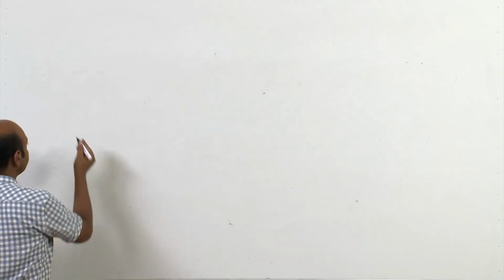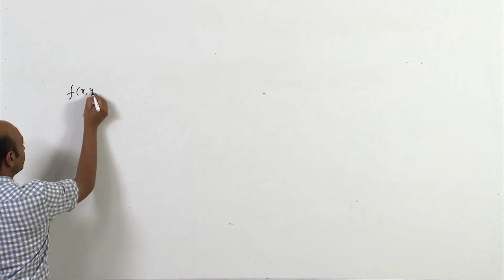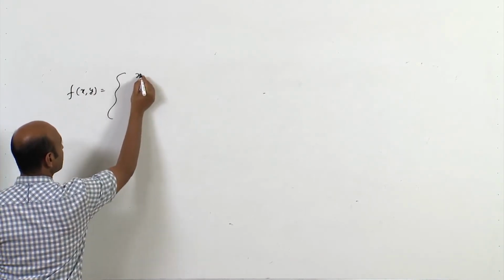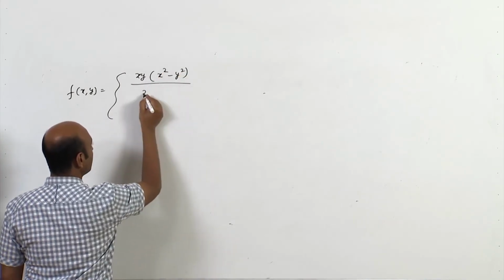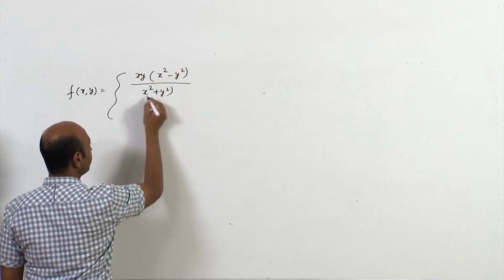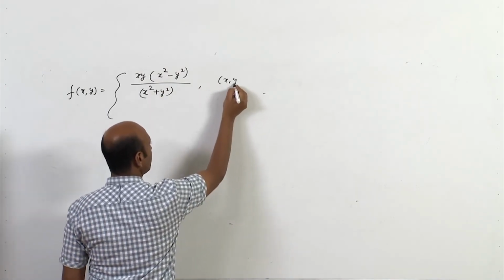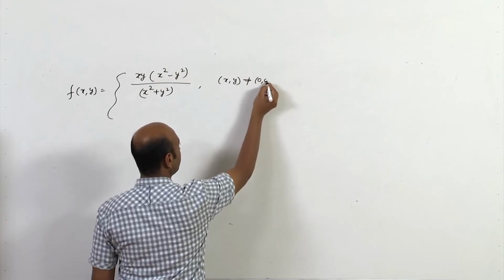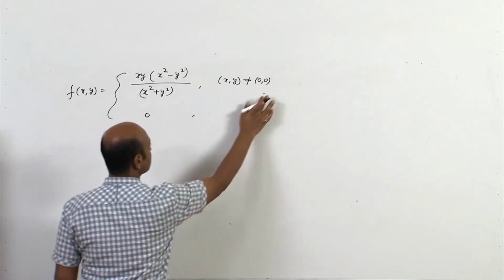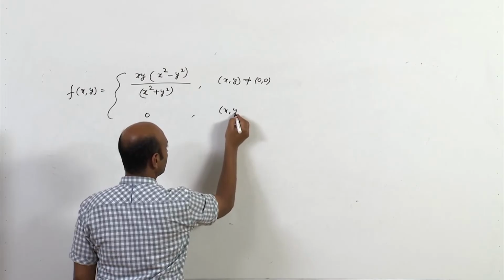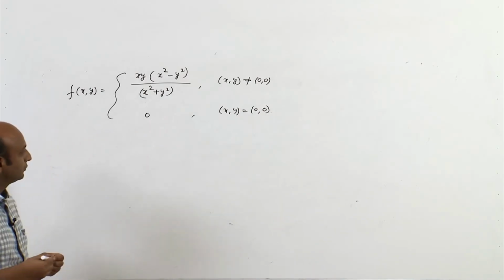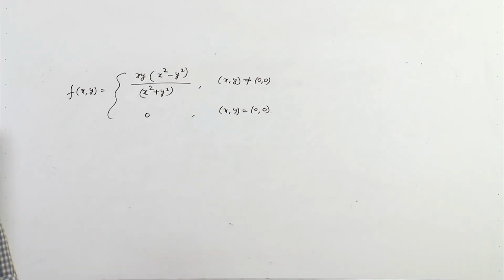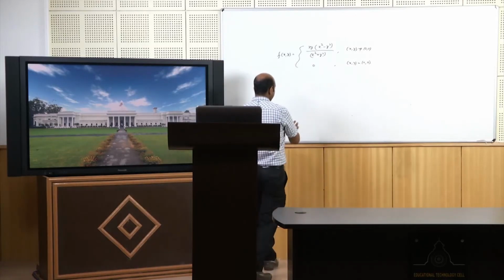The example is f of x, y is equal to x y times (x square minus y square) upon (x square plus y square), when (x, y) is not equal to (0, 0), and 0 when (x, y) is equal to (0, 0). Okay, let us discuss this example. So, things will be clear after studying this example.